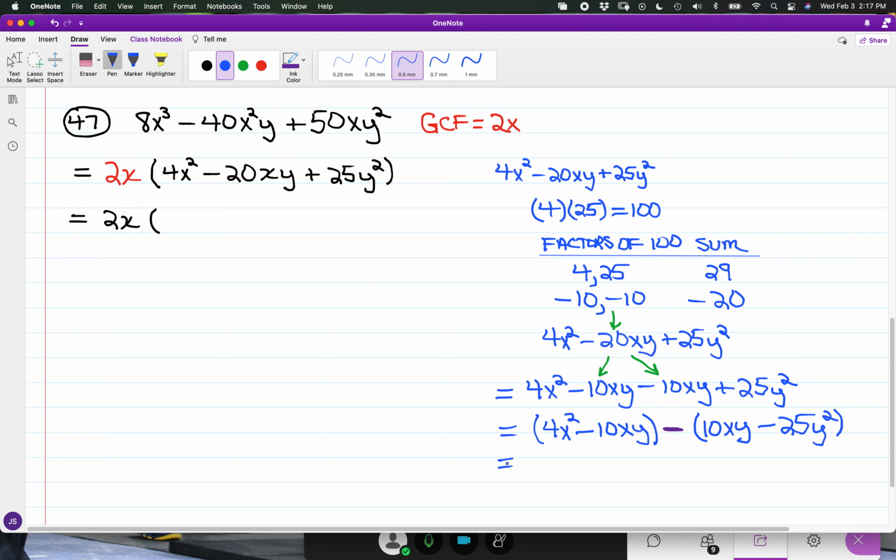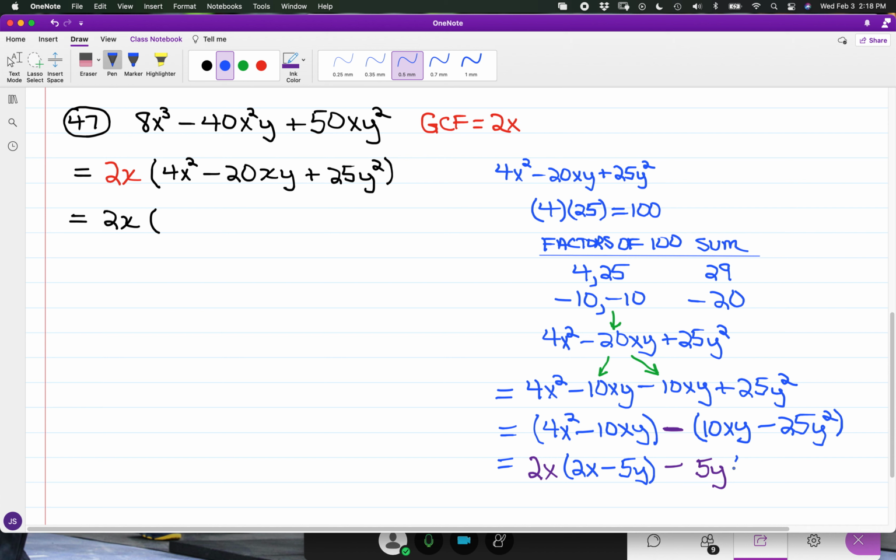And in following through, with the first two terms we have x in common and even coefficients, so the greatest common factor is going to be 2x, times the quantity of 2x minus 5y. And bringing down the subtraction, now we have y in common to these last two terms. The highest number divisible into 10 and negative 25 is going to be 5. So the greatest common factor here is going to be 5y.